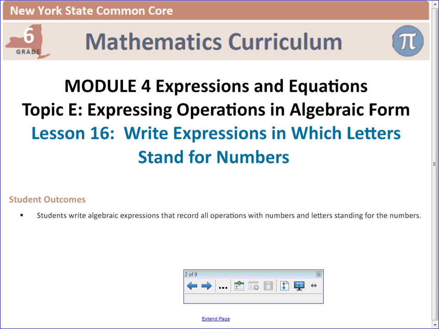Hi, okay, today we're looking at Module 4, Lesson 16, Write expressions in which letters stand for numbers. Today is actually going to be the exact opposite direction that we did yesterday. Yesterday we looked at expressions and wrote them out in words. Today we're going to look at the words and create expressions, okay?